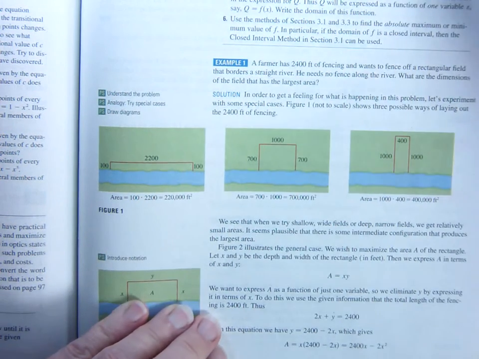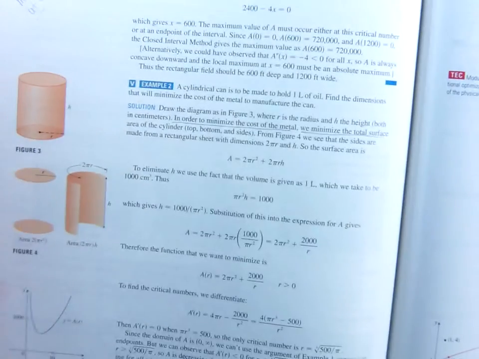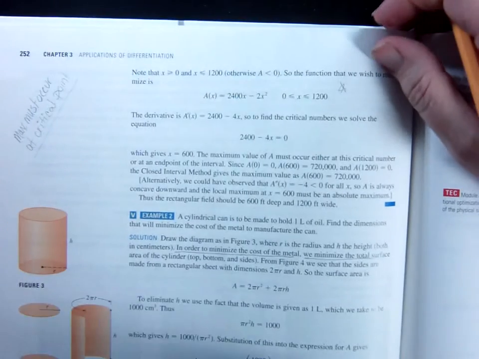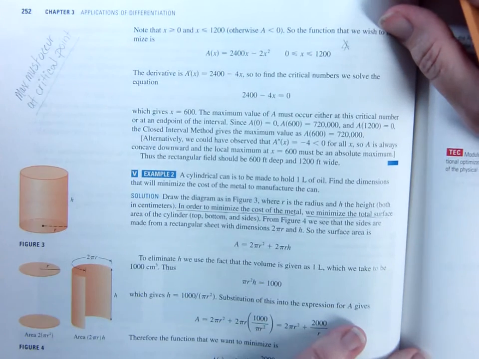And I am on 251, by the way. Okay, so now we have a good formula for the area of what I'm talking about.